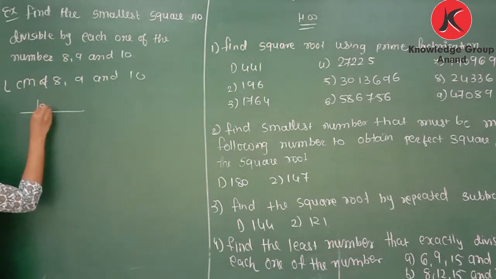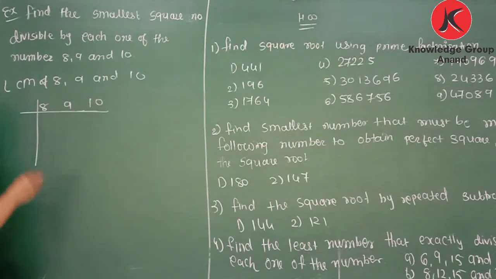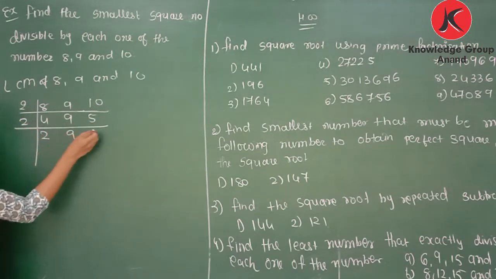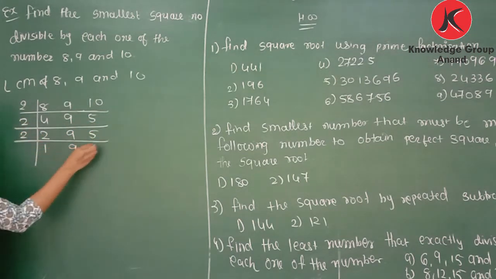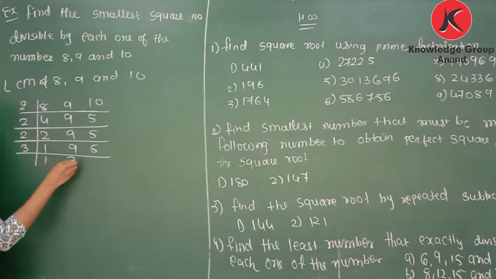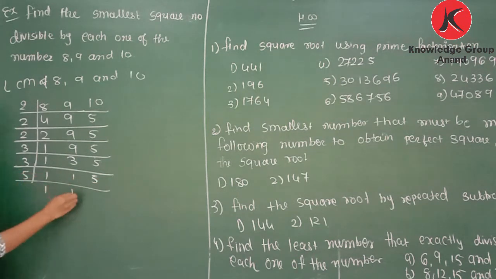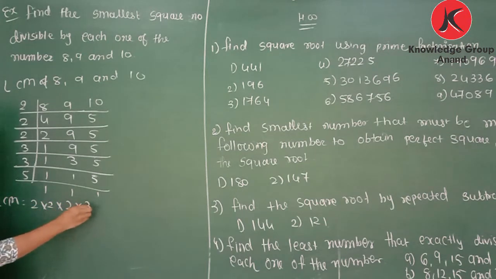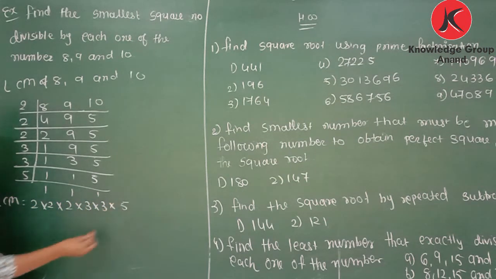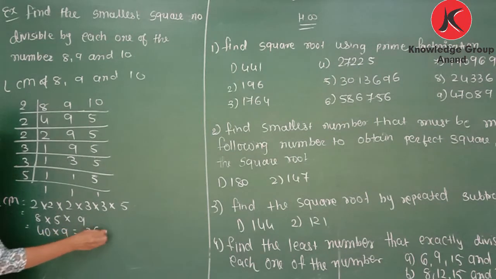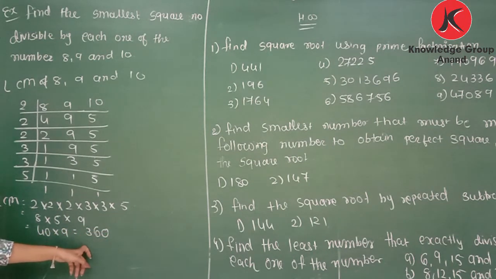Now you know how to find the LCM. So 2 4s are 8. Again with 2. 1. Now with 3. 5. So the LCM will be 2 multiply 2 multiply 2 multiply 3 multiply 3 multiply 5. 2 2s are 4, 2 4s are 8. 5 3s are 15... 8 times 5 is 40, multiply 9, that is 360. But 360 is not a perfect square number.